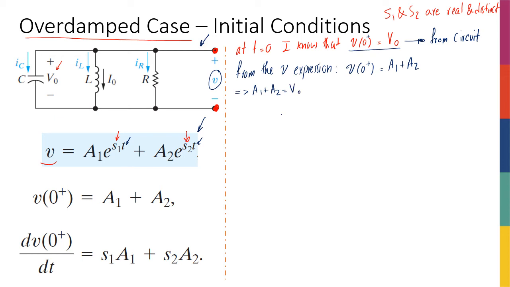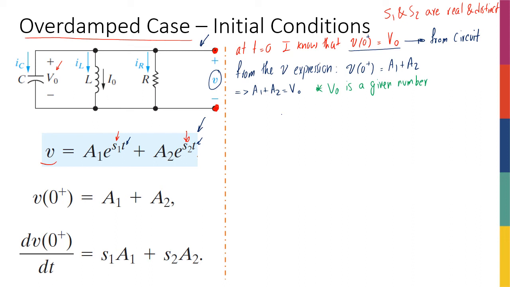V naught is given. It's a given number. It's the initial voltage on the capacitor. So this is all either given to us by the circuit, by the question, or if you remember from chapter 7, we could actually find this V naught by analyzing the circuit before the switching, and find out what was the voltage across this capacitor just before the switching. So that would be the V at 0 minus.